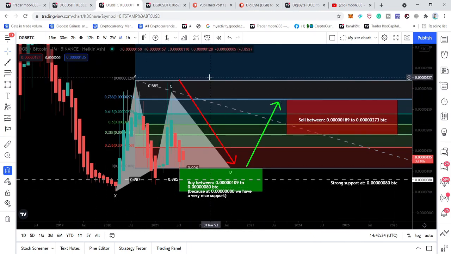However, I will repeat it again, after such a big bullish reversal move, we can expect that it can go for all-time high to break out the previous all-time high ever in the history of DigiByte. So this was the update so far.